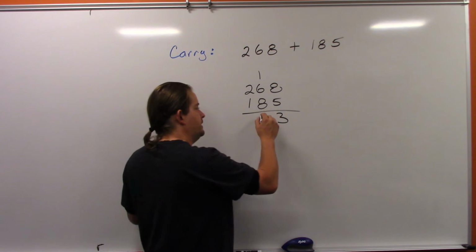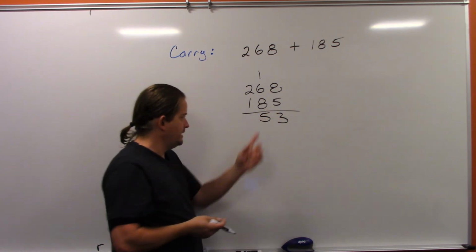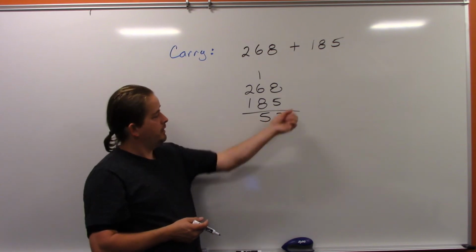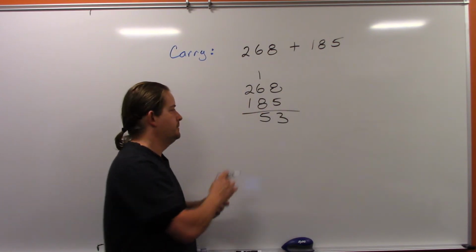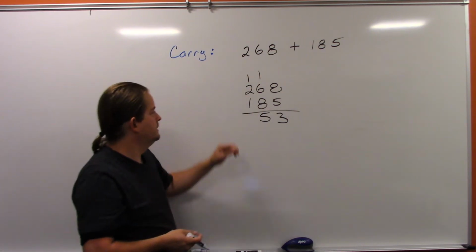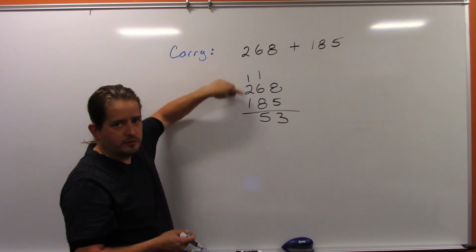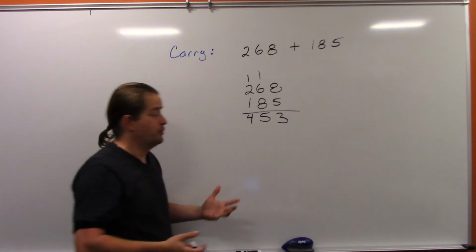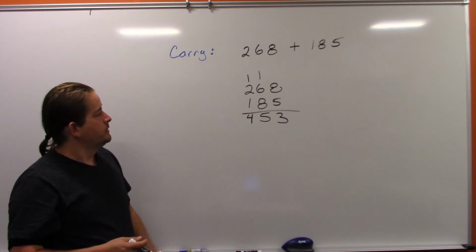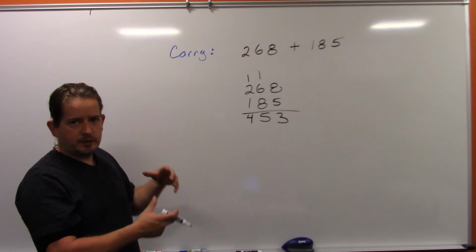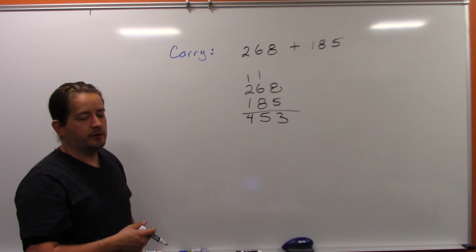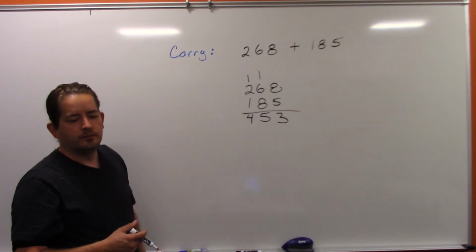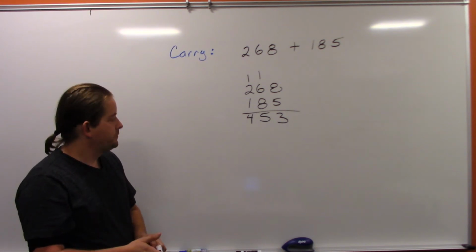So again, I'll carry the 1, because I'm in the 10s and I have 15 1s, but the 10 carries over into the hundreds, right? So I carry that over. 2 plus the 1 more is 3, plus the 1 gives me 4, and altogether I have 453. So you have to be careful. Sometimes with really long numbers you have to carry 3 or 4 times, 5, 6, however many, but be aware of that.